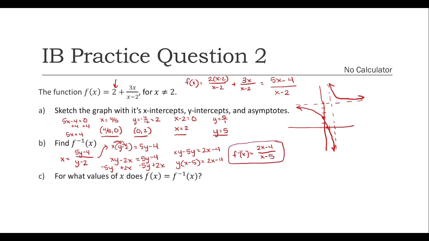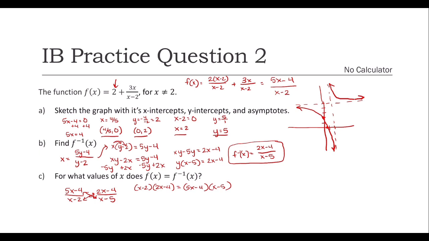And then we want to know for what values of x does f of x equal f inverse of x. So we'll set the two functions equal to each other. So 5x minus 4 over x minus 2 equals 2x minus 4 over x minus 5. We'll go ahead and cross multiply. So x minus 2 times 2x minus 4 equals 5x minus 4 times x minus 5.